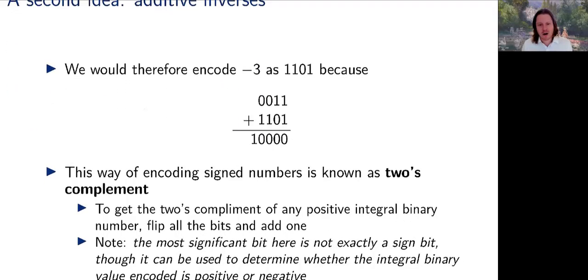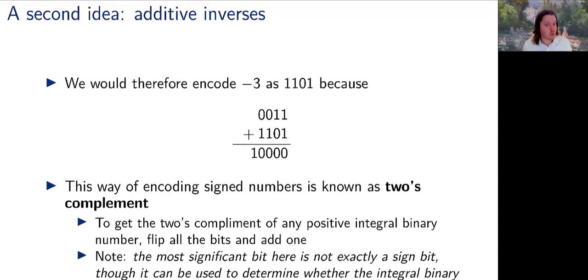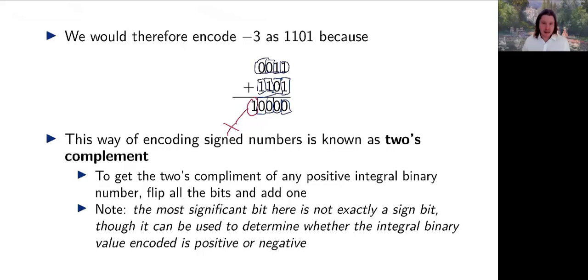So we would therefore encode -3 as 1101 because when we take these two 4-bit integral numbers, where we're using this additive inverse encoding scheme, we have 4 bits added to 4 bits and the result stored, because our data type for this example is only 4 bits, adds to 0, because again, this value here, we don't have a place for it, so it gets lost. This way of encoding signed numbers is known as 2's complement.